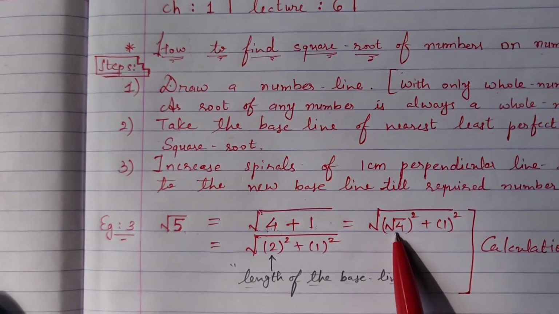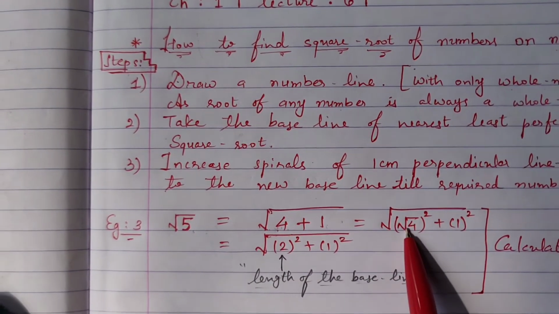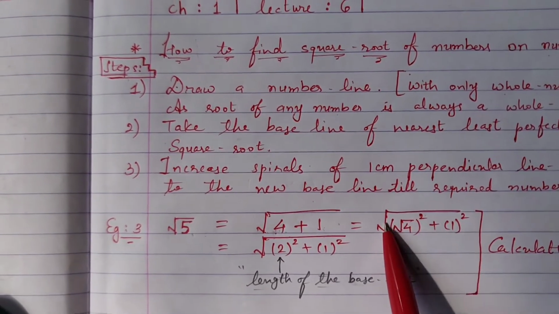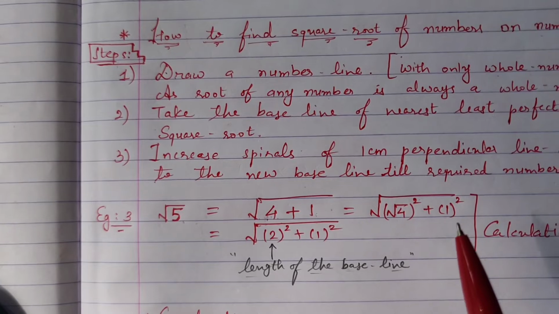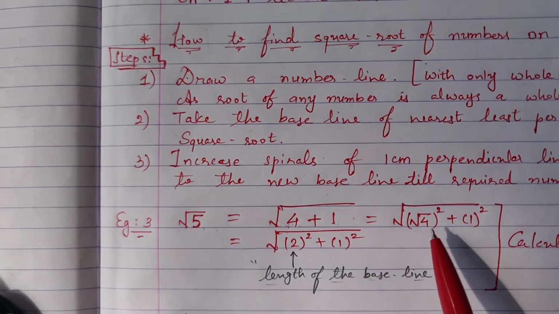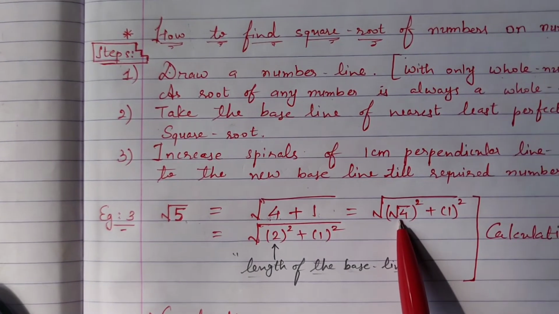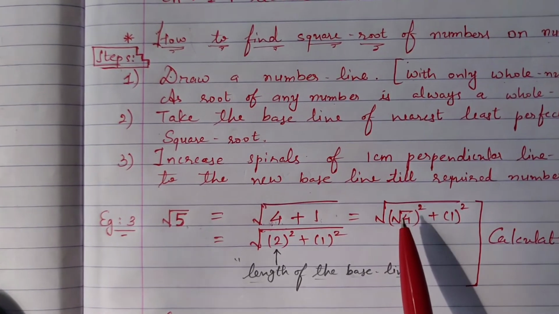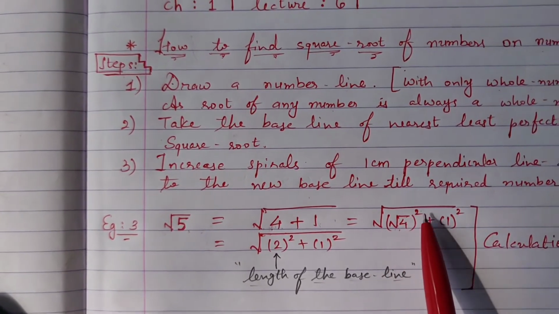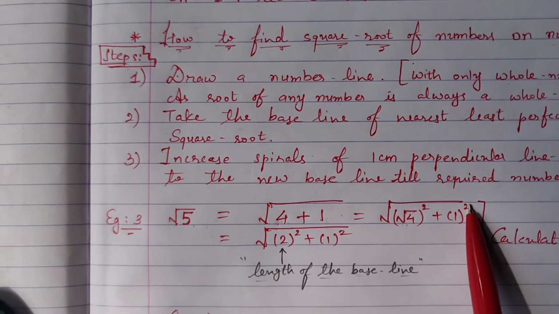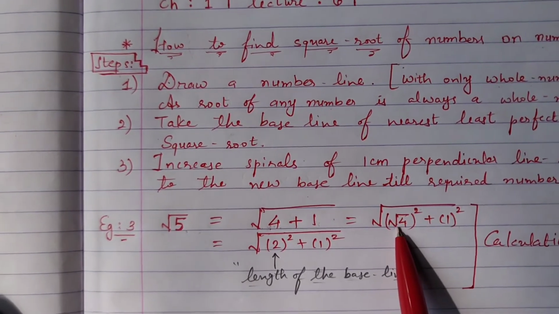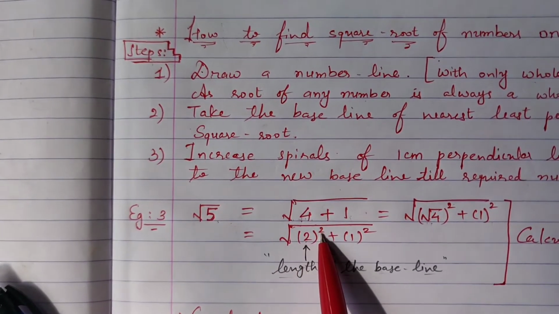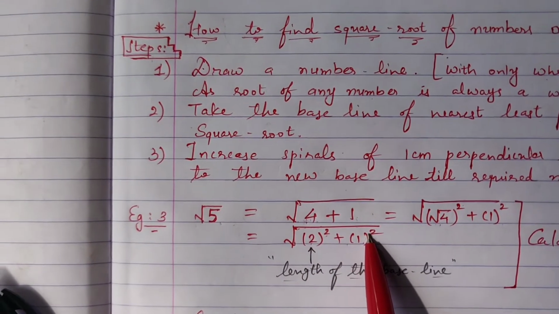So we are going to take the same way, root 4 square root and its square, because we know that square and square root are going to cancel. So we are not doing anything, just following the Pythagoras theorem's fundamental reason. So this is square root of 4 square plus 1 square. What is square root of 4? Square root of 4 is 2. So that's why it is 2 square plus 1 square.